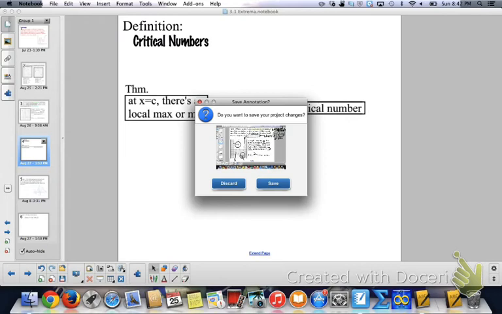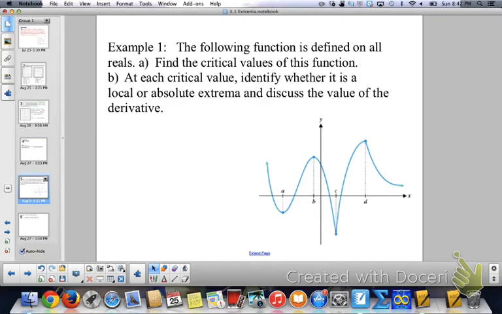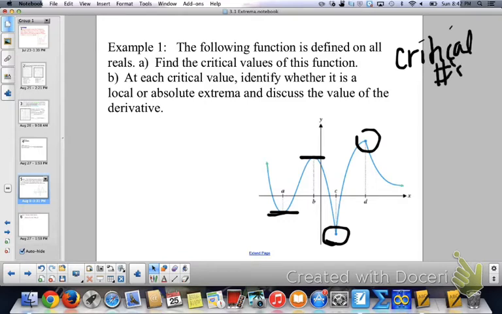All right, the following function is defined on all reals. Find the critical values of this function. Critical values are where f prime of x equals 0, which is here and here, those 2 places, or where it does not exist, which is here and here. It does not exist because those are sharp points or cusps. So our critical numbers are at x equals A, B, C, and D.